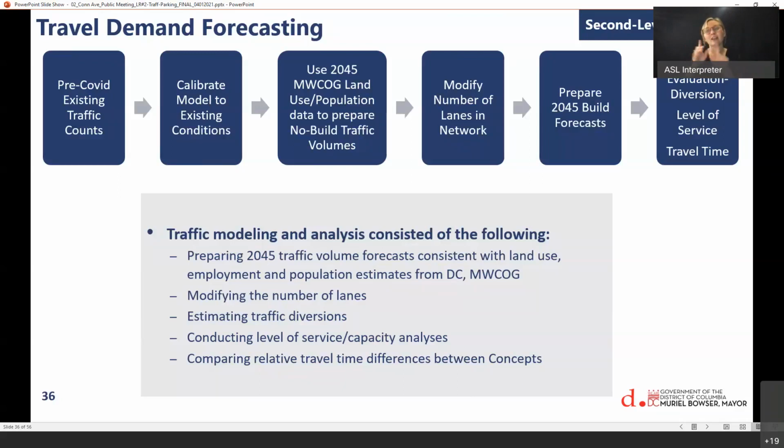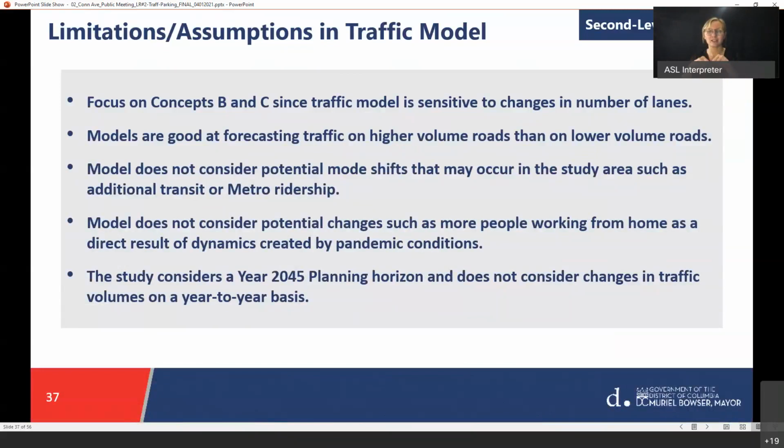And there are a number of limitations and assumptions in the traffic model. So we focused on concepts B and C, as I said, because the model is sensitive to changes in the number of lanes. Models are good forecasting tools for higher volume roads, but not as good on lower volume roads. Models do not consider potential mode shifts that might occur in the study area, such as additional transit or metro ridership. The model that we have does not consider potential changes as more people might be working from home as a direct result of the dynamics created by the pandemic conditions.